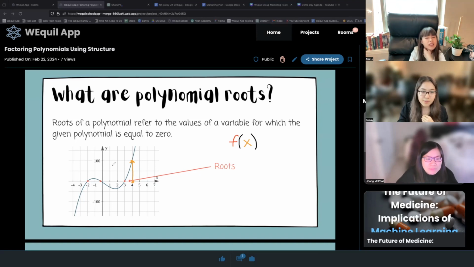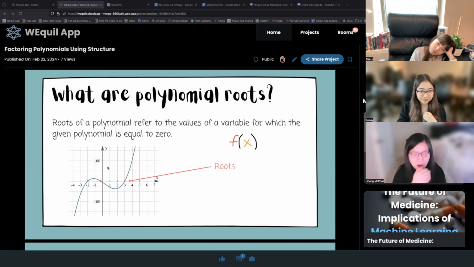I think because x is referring to this x-axis here. And when f of x, or f of whatever value on this x-axis, is equal to 4, we can see that this polynomial results in the y value of 100, right? So that's basically what a function is representing when we have this f of x.